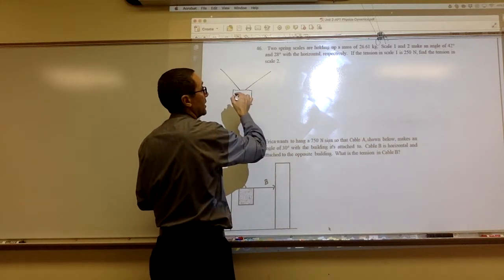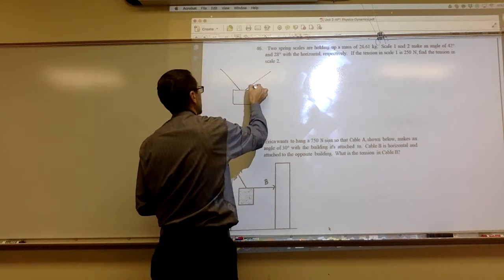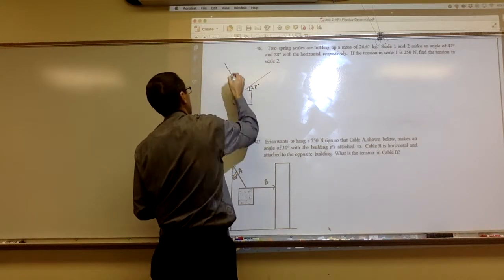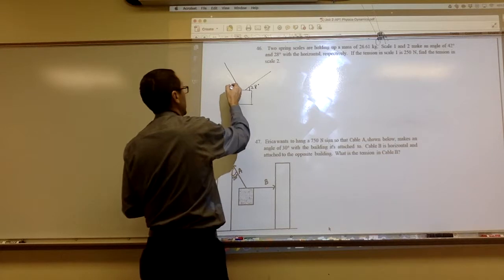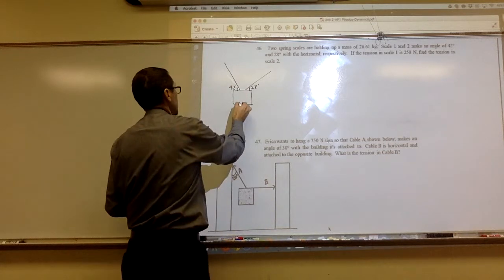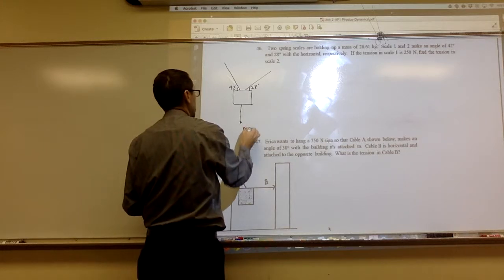So now, drawn to scale again, I'm just going to say this is the 28 degrees. Or maybe I'll draw this a little higher. There you go. And this is 42 degrees. And this is the mg.